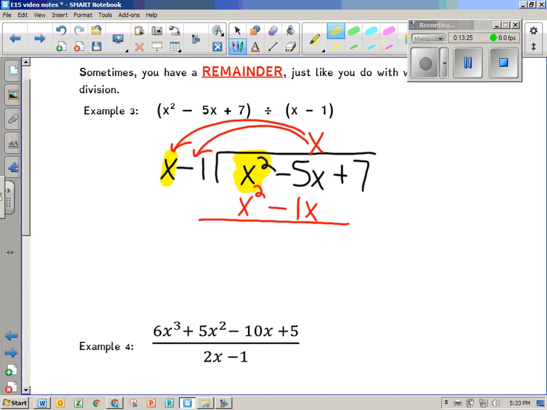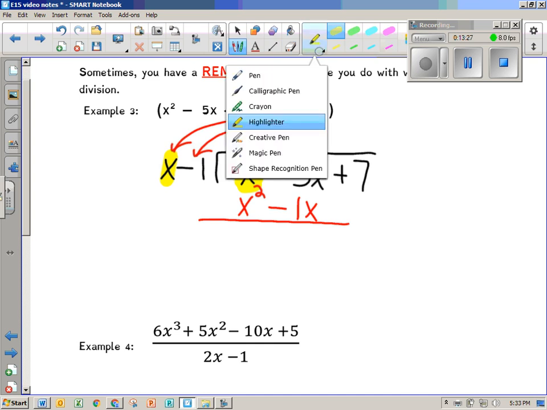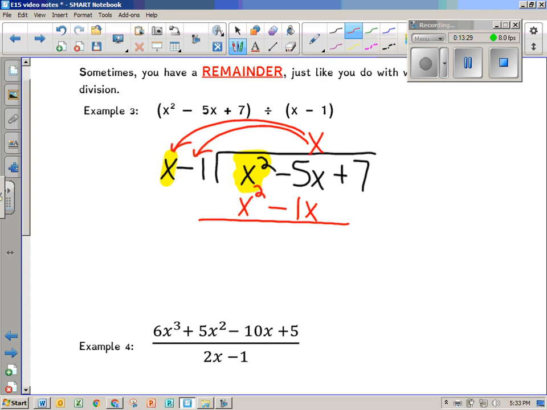Okay, I'm changing the signs. That would be a negative. That would be a positive. So remember, these two should always cancel. Negative 5 and positive 1 would be negative 4x. And then you bring down, just like you do in regular long division.